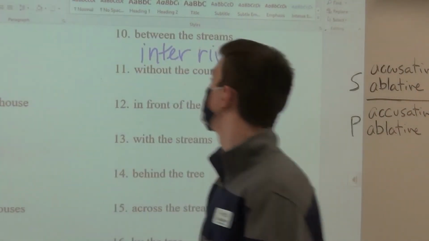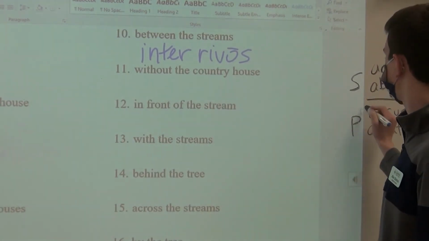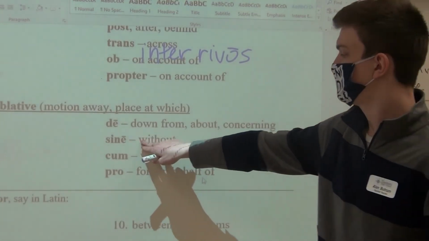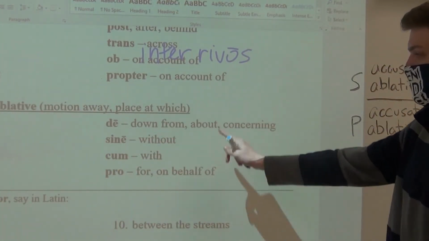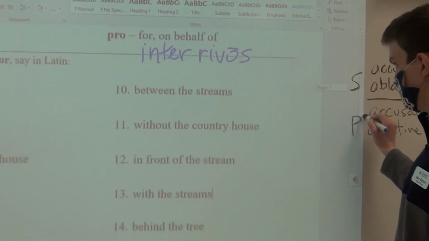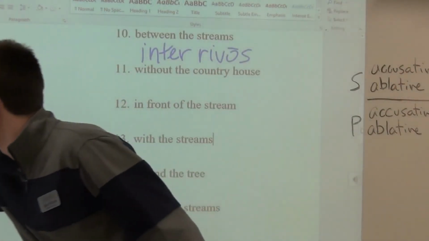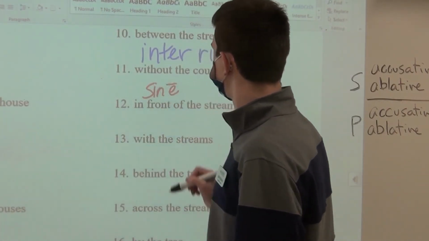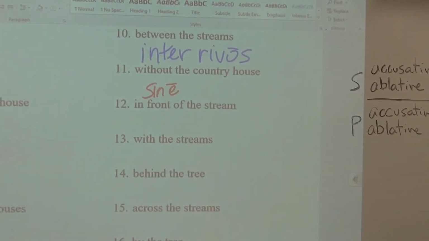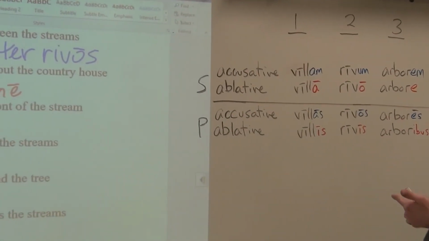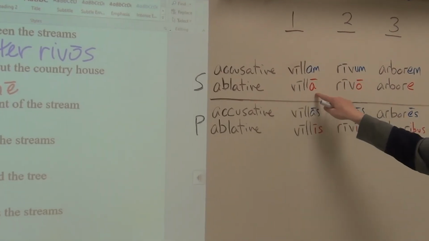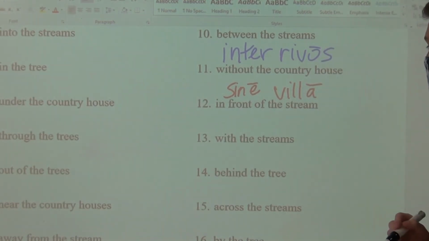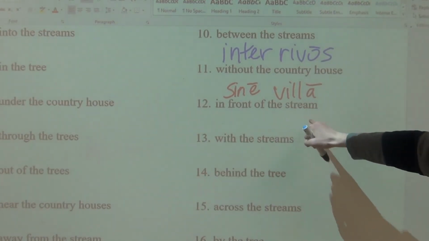Next, we got without the country house. Let's go to the chart to see where without is. And we see right here, sine means without, and it takes the ablative case. So we are going to use red for ablative, sine, and then country house, singular, ablative case. So it has to be villa with a long A. Villa. In front of the stream.